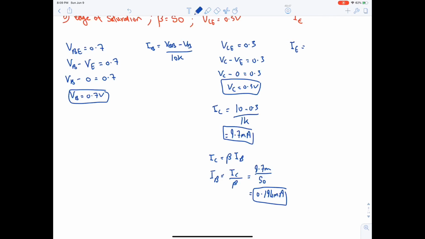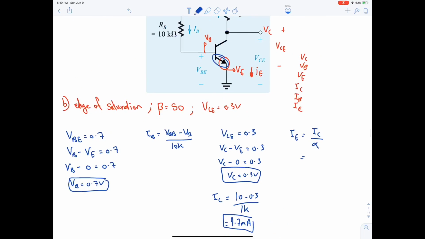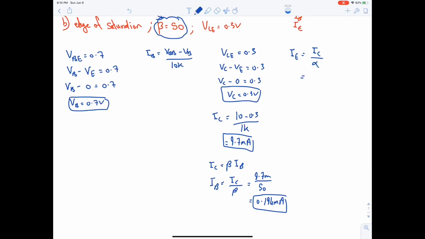After finding IB, we can find IE. IE is IC over alpha. Finding alpha from beta 50, you will get 0.98. Okay, so IC is 9.7 milli divided by 0.98. This will give us 9.9 milliampere.